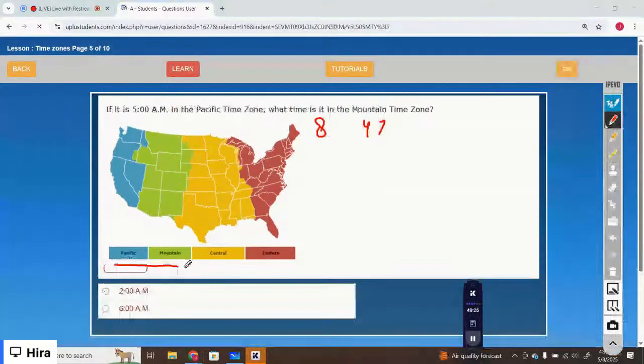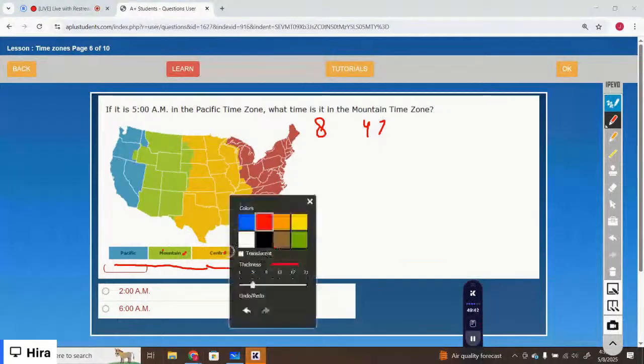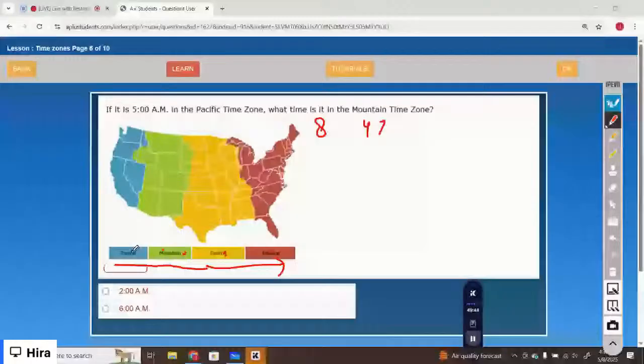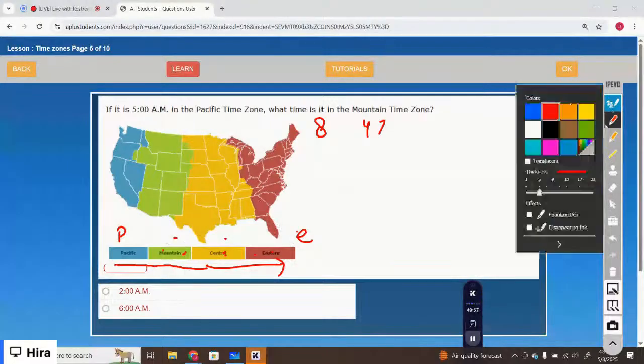Basically, starting from Pacific and going to Eastern, the time increases by one each step: from Pacific, mountain is 1 hour ahead, then Central is 1 hour ahead of mountain, and Eastern is 1 hour ahead of Central. So if you need to convert the time from Pacific to Eastern, you need to add 1 to 3 hours like this. And if you go in the opposite direction, you have to subtract.